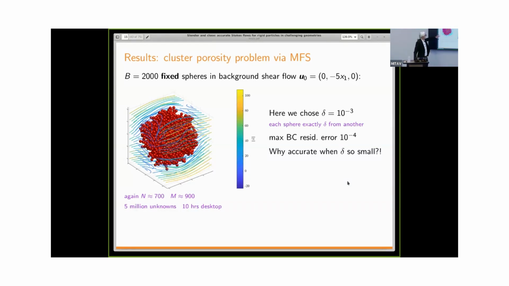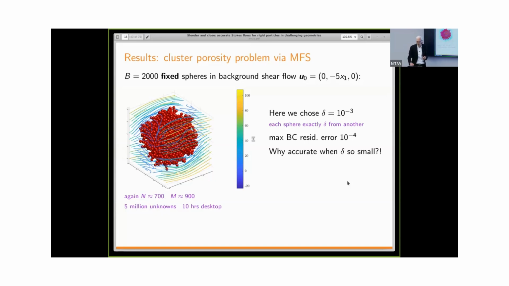Okay, what's going on here? We put spheres 10 to the minus 3 away from each other. And we ran, this time, no motion of the spheres. And we pushed a fluid through it using a background flow, solved the boundary value problem, and we got 4 digits. Any guesses for why we're actually able to get 4 digits with the same coarse discretization of these spheres, even though they're incredibly close to each other?